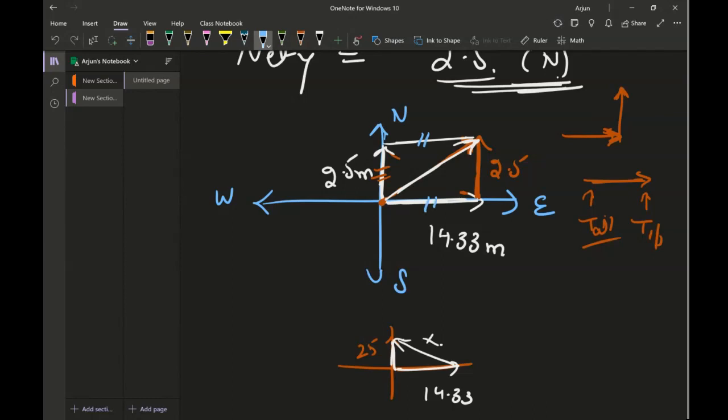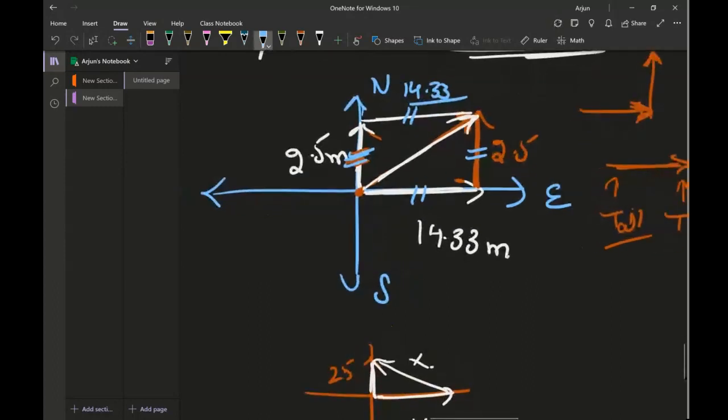In a rectangle, opposite sides are equal, so this 2.5 is equal to this 2.5 and this side is 14.33. So it's not going to make any difference. You just have to adjust it by using the tip to the tail method for the vectors.